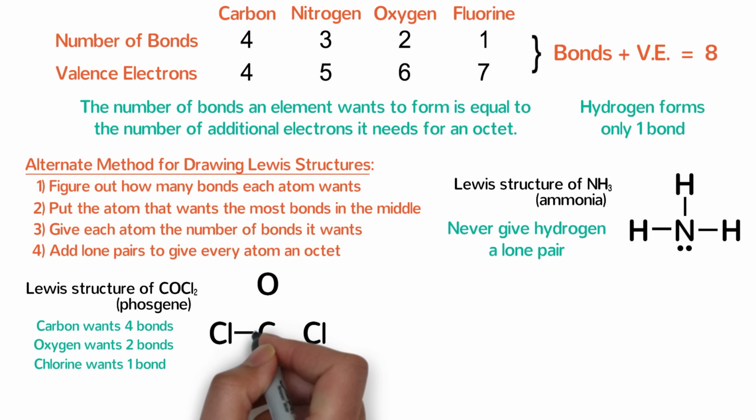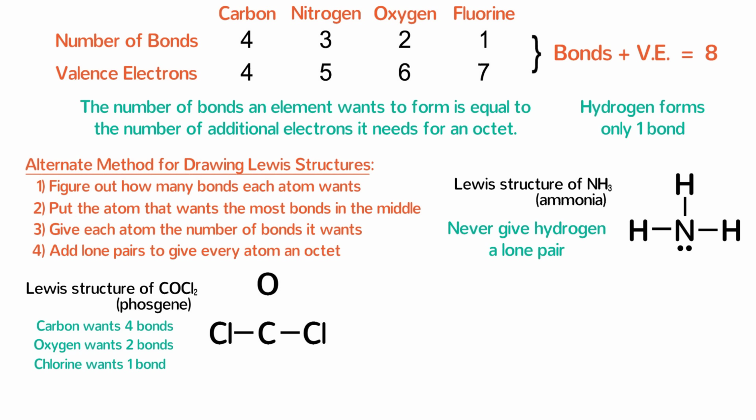After drawing the atoms, we give each one the number of bonds it desires. Each chlorine forms 1 bond to carbon, and the oxygen forms a double bond to carbon. This indeed leaves carbon with 4 bonds, which is what it wants. Last of all, we add 3 lone pairs to each chlorine and 2 lone pairs to the oxygen to give them all 8 valence electrons. The carbon does not need any more electrons, so we leave it alone, and our Lewis structure is complete. This alternate method makes phosgene's Lewis structure fairly easy to draw, but it will sometimes get you into trouble.